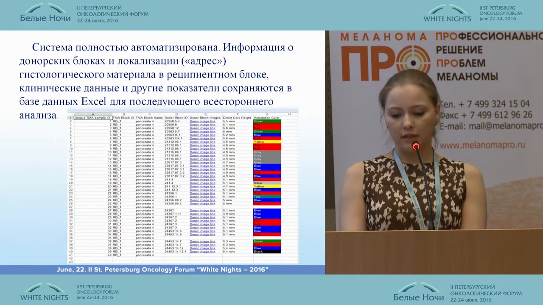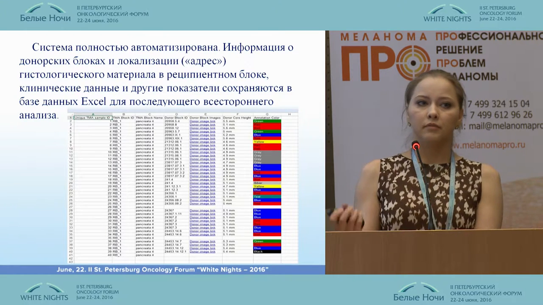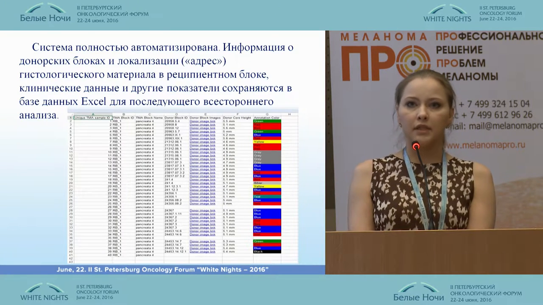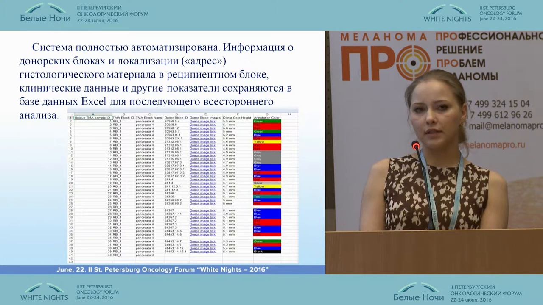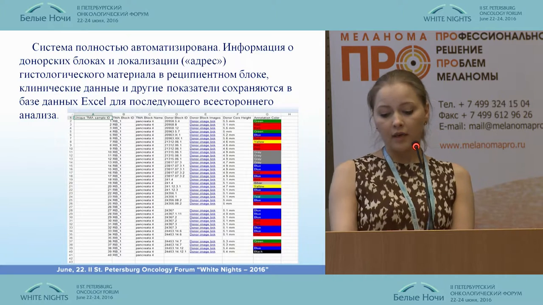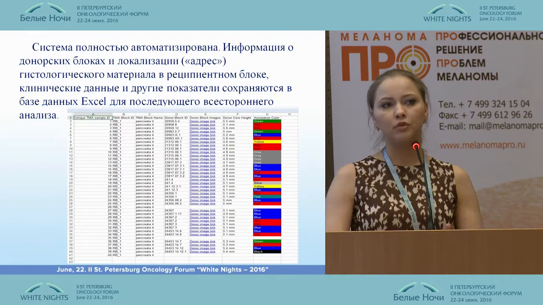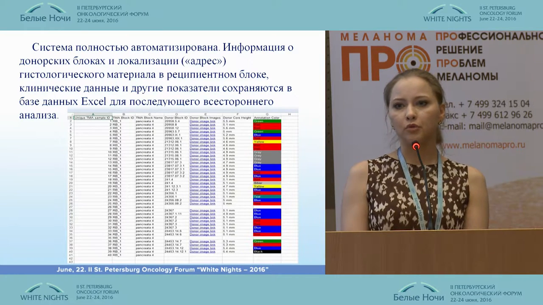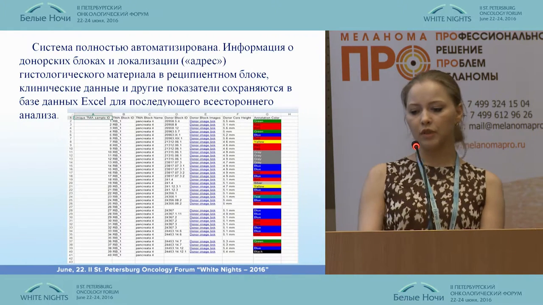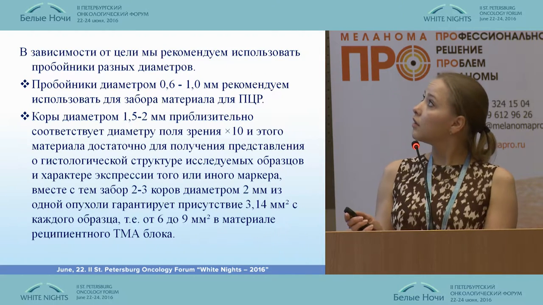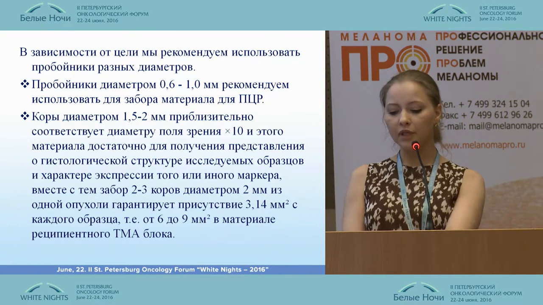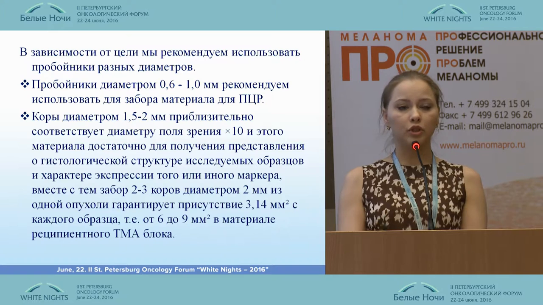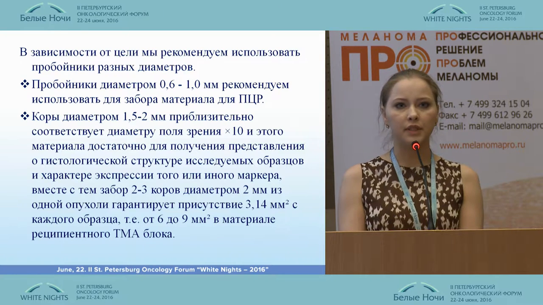All the information about recipients and donor blocks, and also the address of histological materials, the clinical data, and all the other data and color indications are stored in an Excel database for all the future analysis. The automated system of gathering materials can work with all the types of tissues. But when you work with some dense material, like from the pancreas, then you need a special way of gathering the samples.